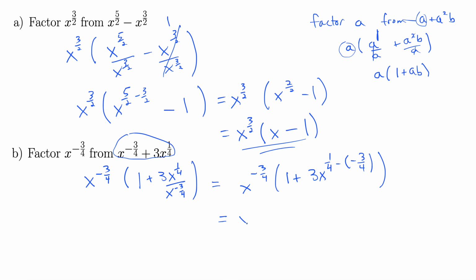All right, clean this up a little bit. x to the negative 3/4 times 1 plus 3x to the 1/4 plus 3/4, which is 4/4. x to the 4/4 is just x to the 1, which is simply x. So we'll leave it like that: x to the negative 3/4 times the quantity 1 plus 3x. Again, the same phenomenon. We're factoring out a term with a rational exponent, and we're left with a simpler expression.